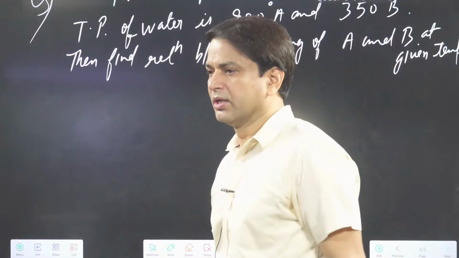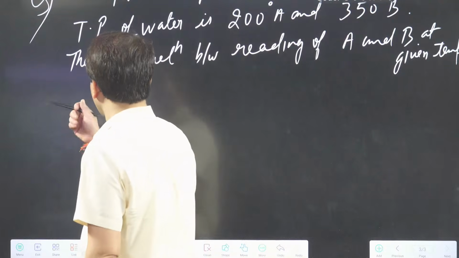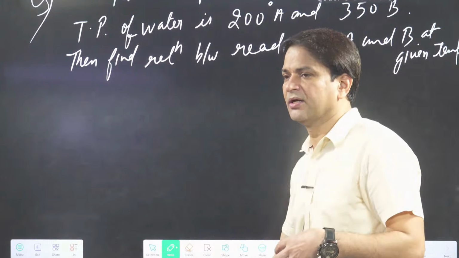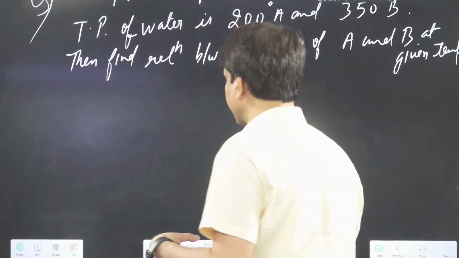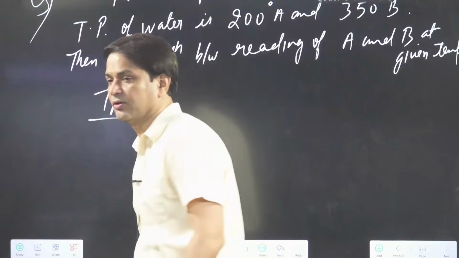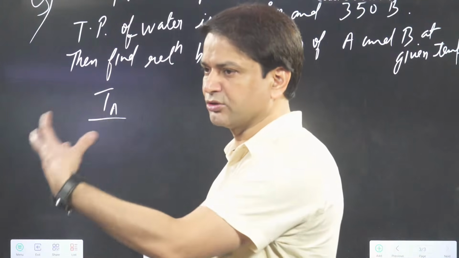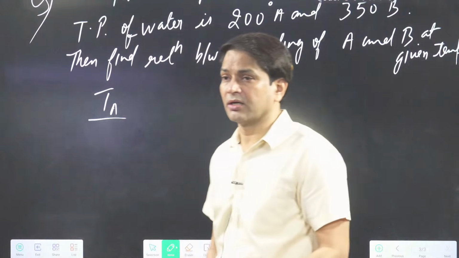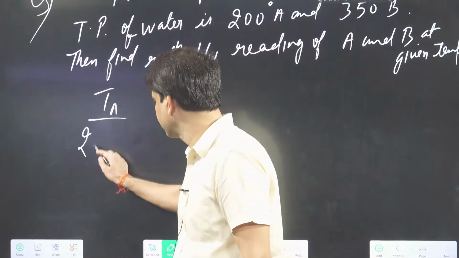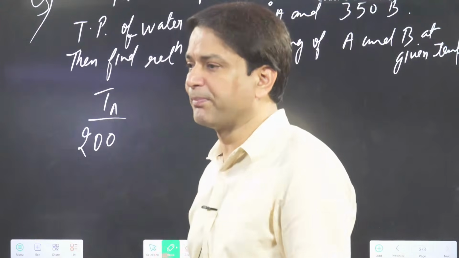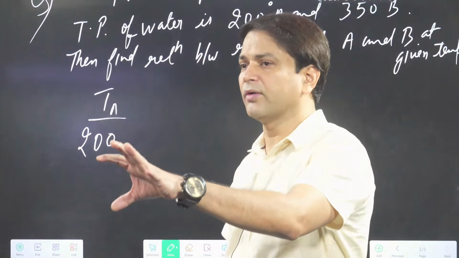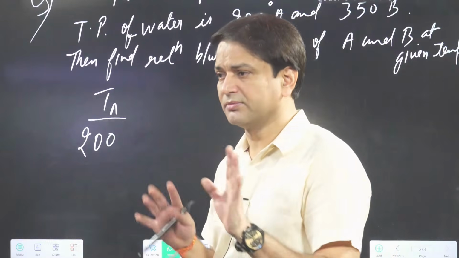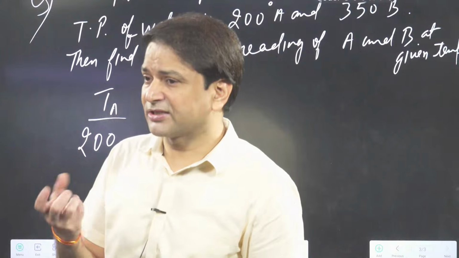Now suppose for A first, for any temperature, I am measuring the room temperature. For the room temperature, I measure using these two thermometers A and B, and the reading of A, suppose I take TA, upon the triple point of water in scale A, which is what? 200. So I said, suppose I am measuring the room temperature by thermometers A and B. The reading of thermometer A is TA for the room temperature, upon the triple point of water in scale A, which is 200.